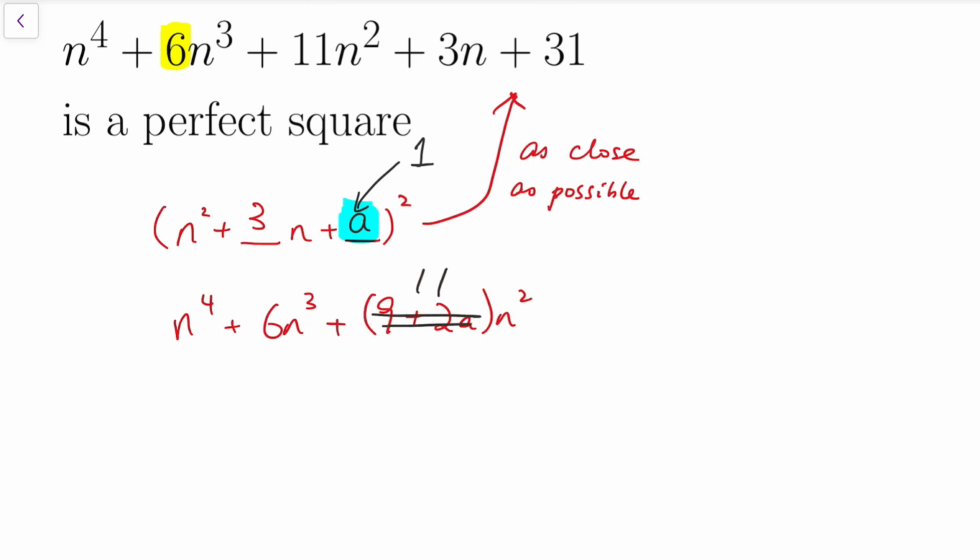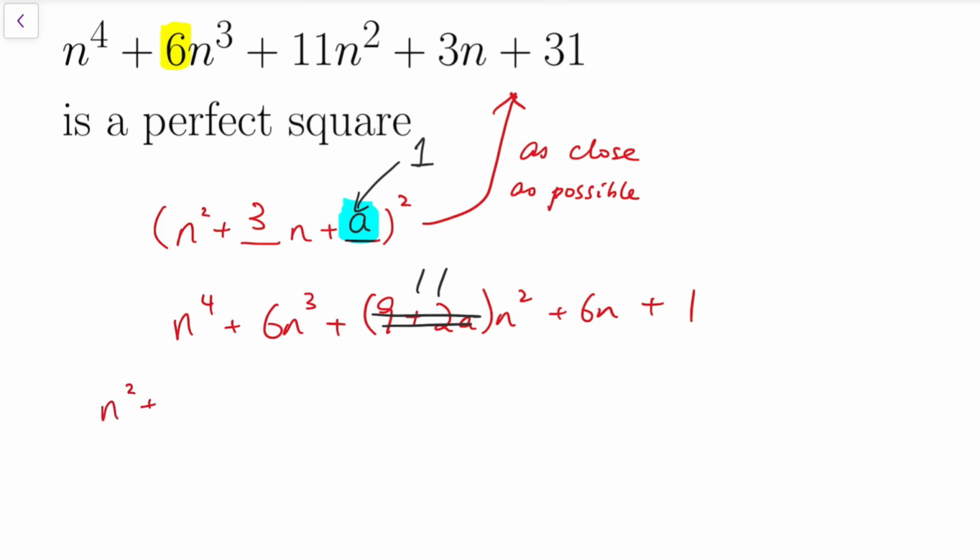So we can continue the expansion. So we know we want this to be 11. And now for the n term, we will have 3n times 1 doubled, and that's 6n. And finally, plus 1. So it's not exactly the same as the given quartic, but we are quite close. Just two of the terms have some sort of difference, but for the other three terms, it's exactly the same. Now what happens if I try to change that constant term a bit?